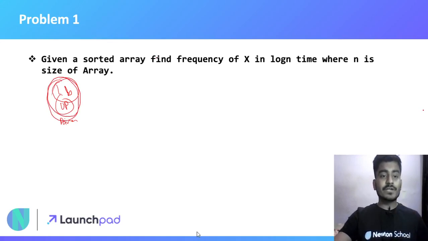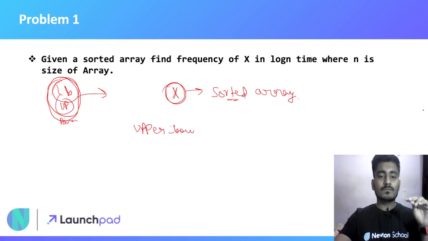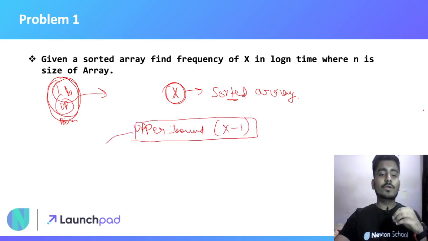Now let me tell you our approach. We need to find the first occurrence of x in a sorted array. What if we found the upper bound of x minus 1? What are we going to get from this? We are obviously going to get the first index in the array where x will occur.